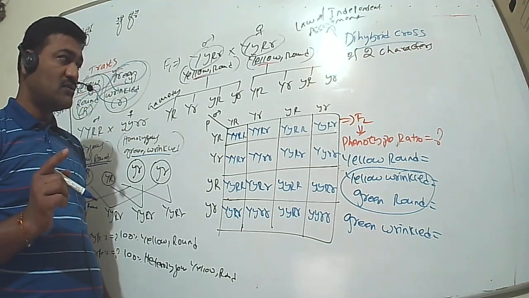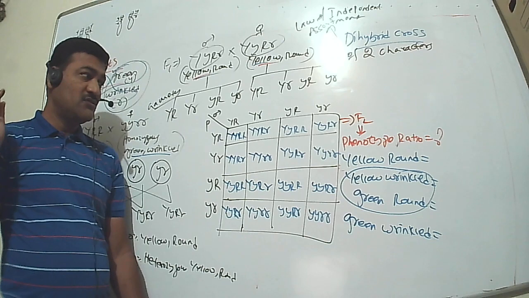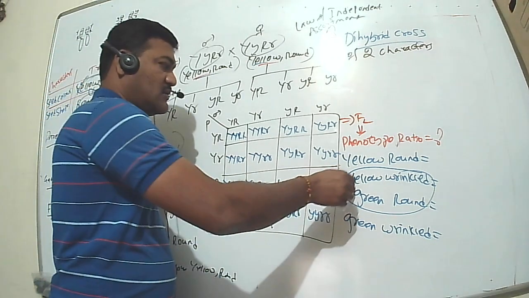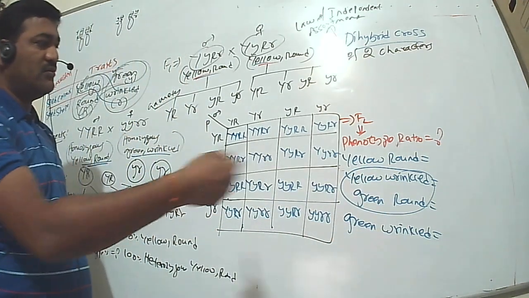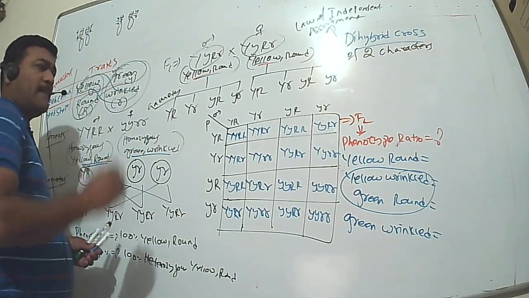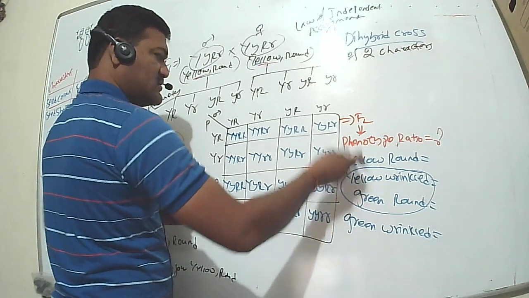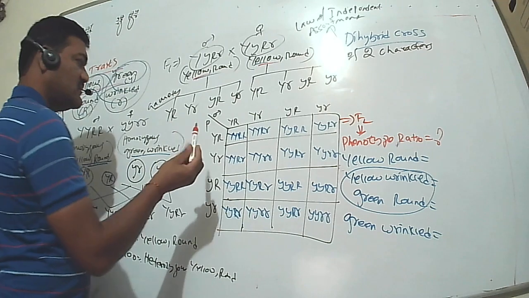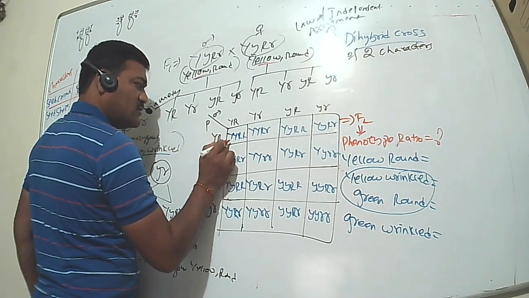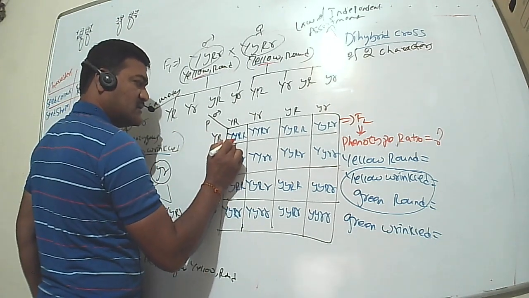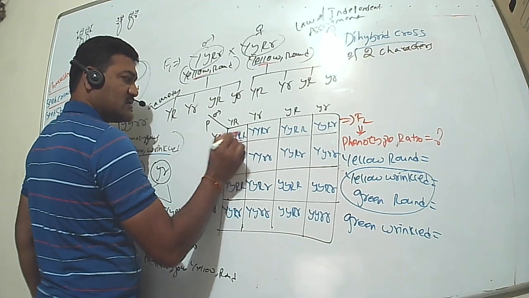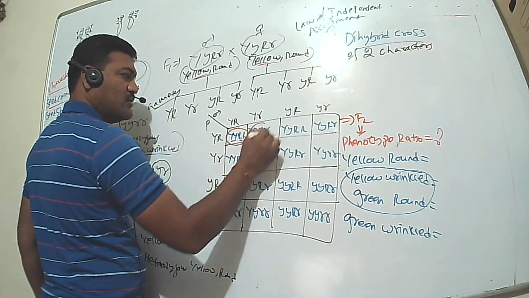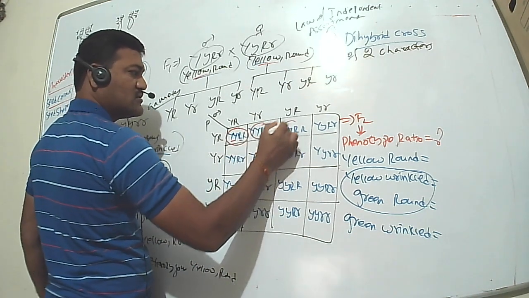What are these new characters called? I already told you in the beginning. These new characters are called variations. And the variations are also called recombinants. Recombinants or variants. Okay, we will see how many plants of each character are obtained here. First, tell me, this one, is this yellow? Capital Y capital Y, is it yellow? Yes. Capital R, capital Y, is it round? Yes. So, this is yellow round. And this one? This is also yellow round. This is also yellow round.